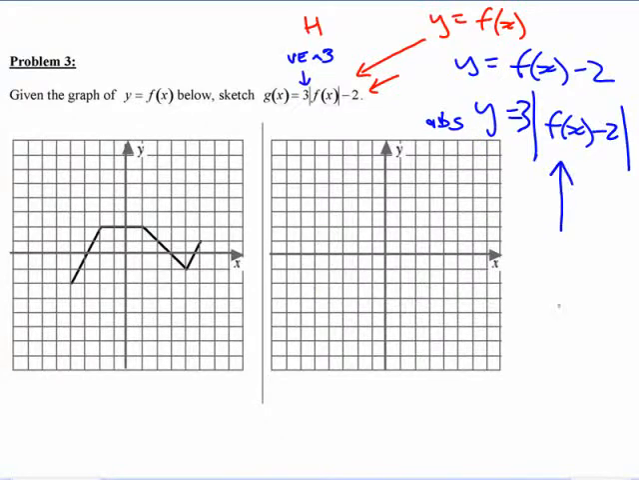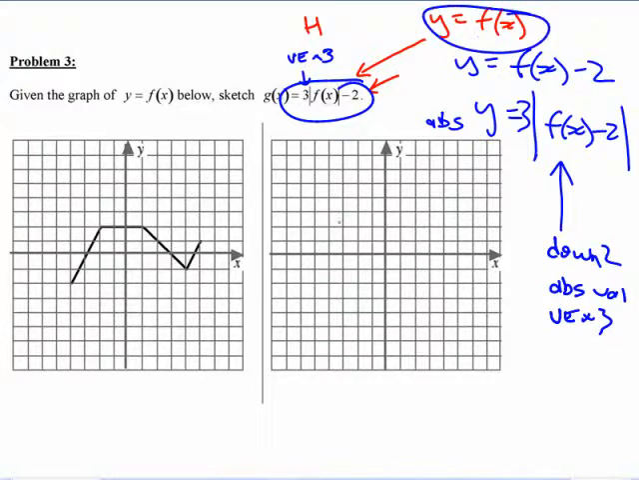This would represent if you went, what did we do first? We went down 2. Then we did the absolute value, down 2, absolute value of the function. And then we did vertical expansion times 3. We don't want that. We want it to end up like this. So you have to think through what order is required to get f of x to look like that.